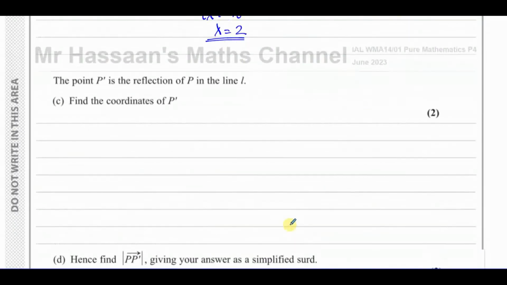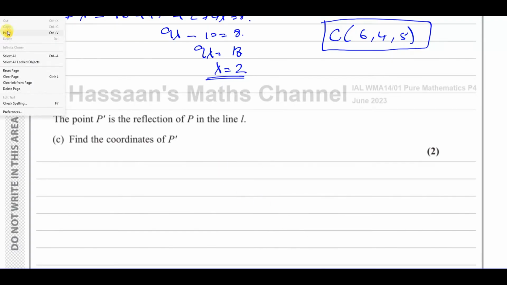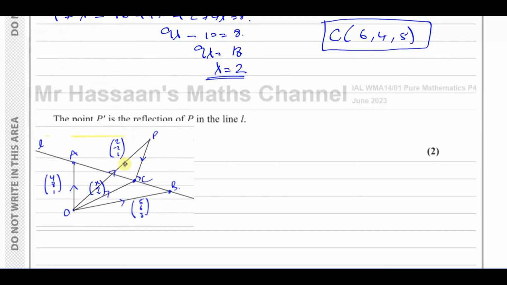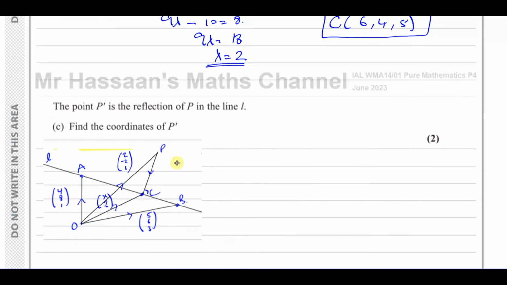Part C says a point P dash is a reflection of P in the line L. Find the coordinates of P dash. Okay, so I have a copy of the diagram, which is related to what we have to deal with here. We have the line L, A, B, P, and C. Now, of course, this is a randomly drawn diagram. I don't actually know where these points are relative to each other, since a diagram like this is three-dimensional. So somebody might have drawn a diagram that looked completely different. The P might be over here, the A and B might be here. It doesn't really matter.